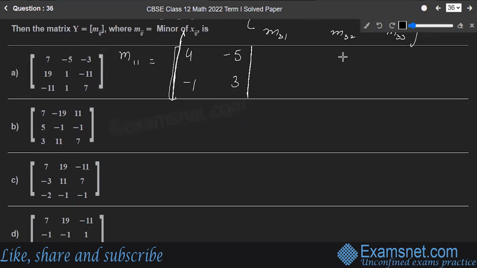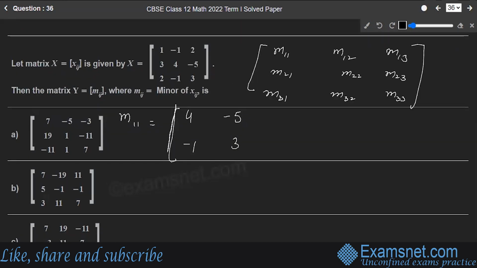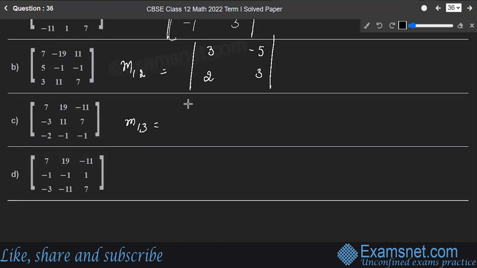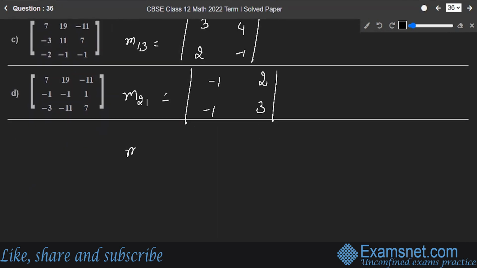Okay, so wait. And M12 is similarly first row, second column I am leaving. So 3 minus 5, 2 and 3. M13 is 3, 4, 2 minus 1, 2, 1. This is minus 1, 2, minus 1, 3, 2, 2. M23 is 1 minus 1, 2 minus 1.